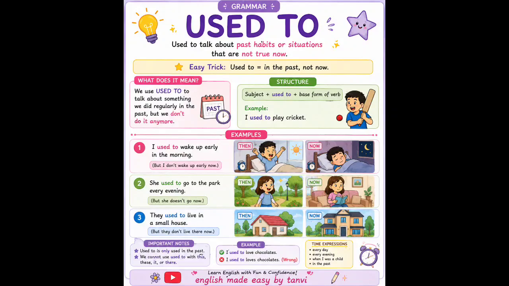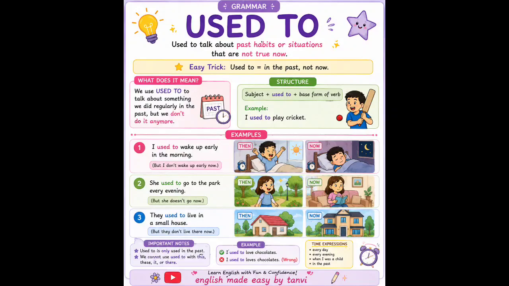More examples. I used to live in Delhi. She used to wake up late. We used to be best friends. Now pay attention to this important mistake. I used to play cricket, not I use to play cricket. Always remember, used to represents past habits.